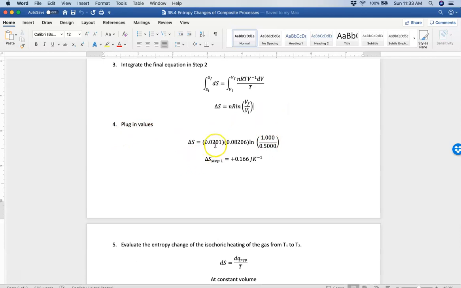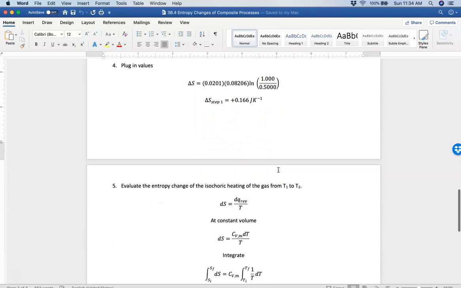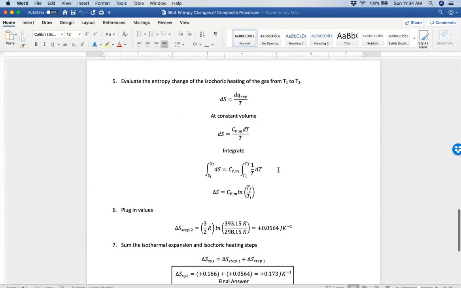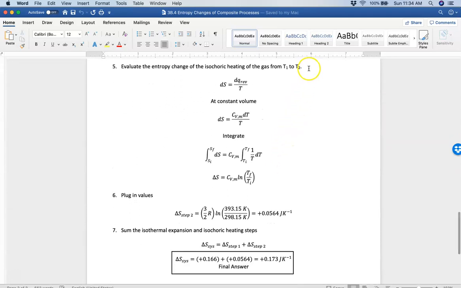So there's our moles of argon. There's our universal gas constant in units of liter atmosphere per mole Kelvin. And then we take the natural log of the change in volume: 1 liter, or 1 decimeter cubed, over the initial volume, which was half a liter, or half a decimeter cubed. Doing the math, we find that for step 1, the isothermal expansion, the entropy increases by 0.166 joules per Kelvin.